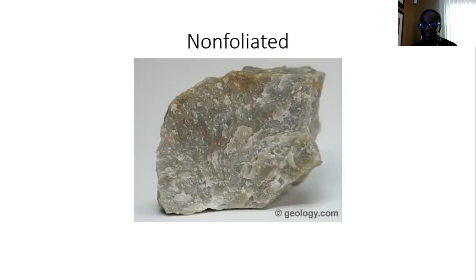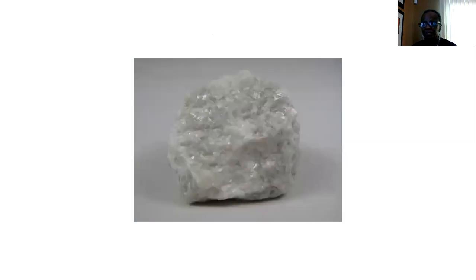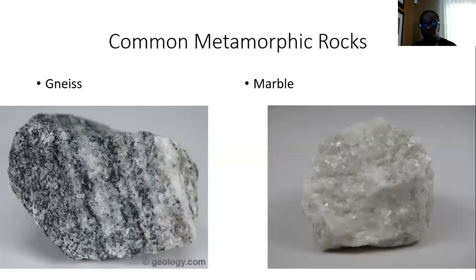And this is one that's non-foliated. You just see large interlocking crystals, no bands. And this is non-foliated texture. And here's an example of another non-foliated texture. Now remember I told you that for metamorphic rocks there are two different textures, and metamorphic rocks at one time used to be another type of rock.